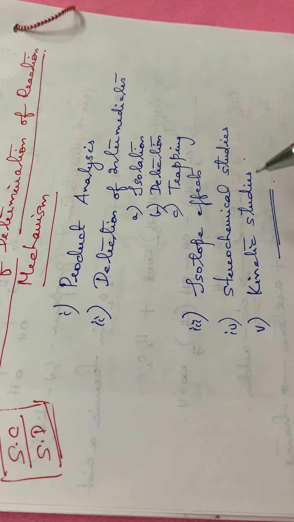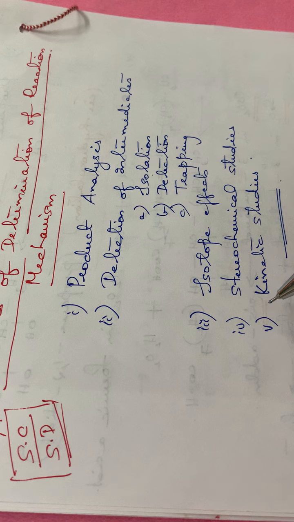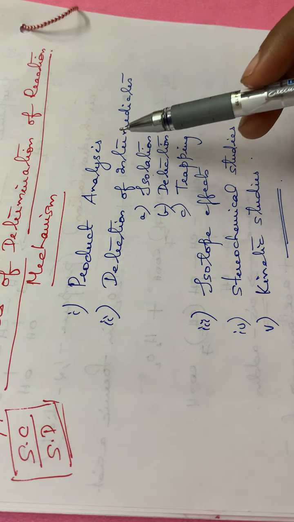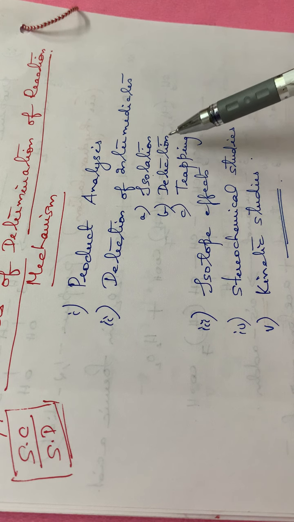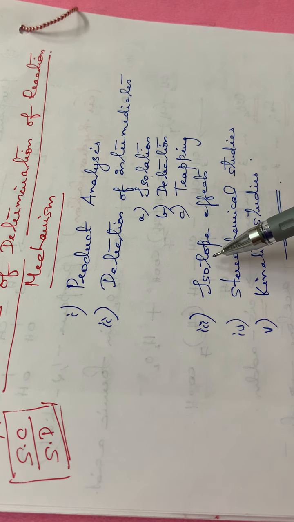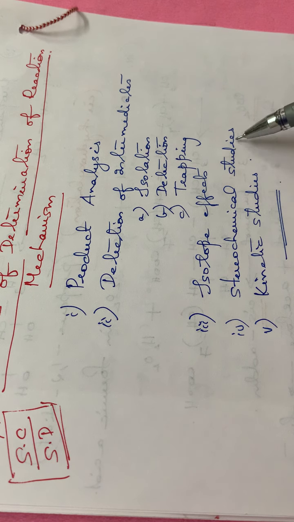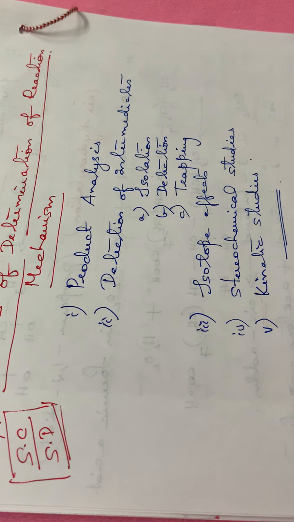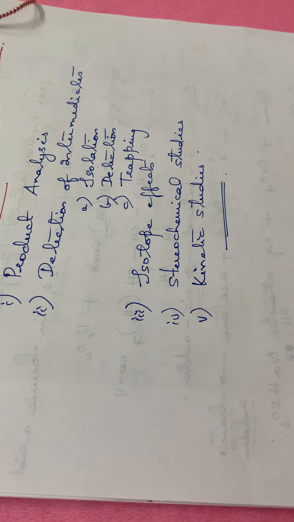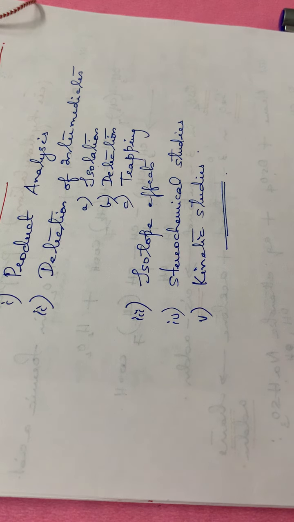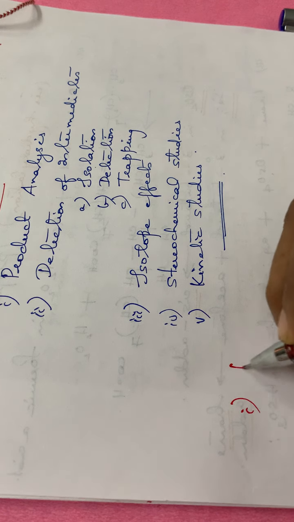So these are the five important methods to determine the reaction mechanism: product analysis, detection of intermediates by isolation, detection or trapping, then the third one, isotope effects, then the fourth one, stereochemical studies, and the fifth one, kinetic studies. Okay, then we can go through one by one. The first one is the product analysis.